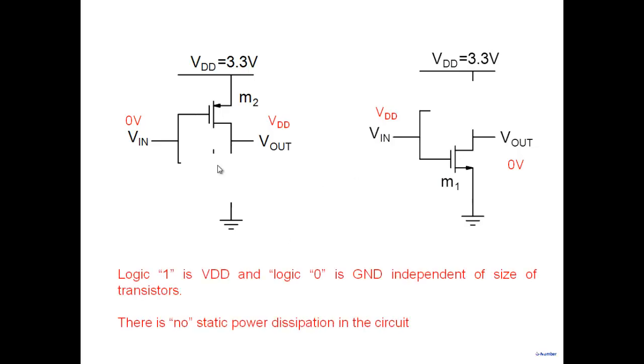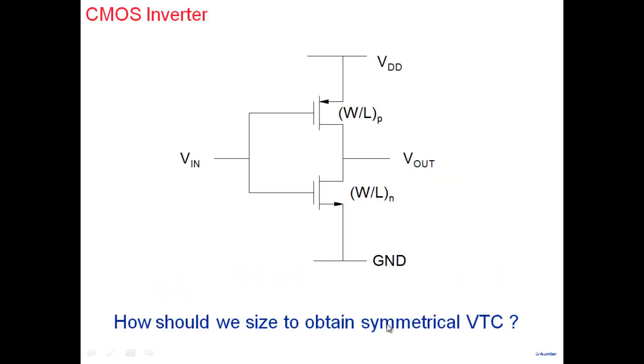Logic 1 is VDD. Further, logic 1 is exactly equal to VDD here. And logic 0 is exactly equal to 0 here. It doesn't really matter what the size of M2 is or what the size of M1 is and all that. Independent, because you're switching this off and this is on, and so this gets connected here. Again, no static power dissipation.